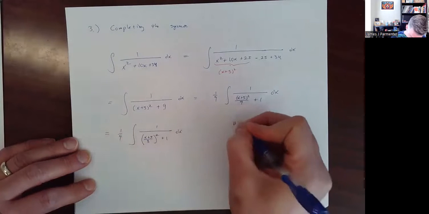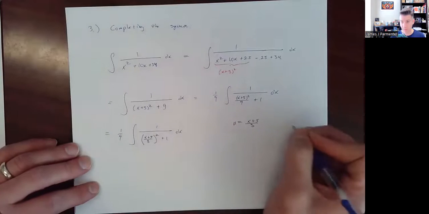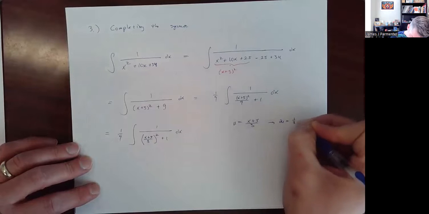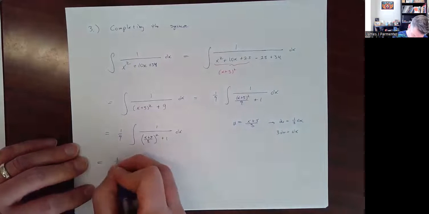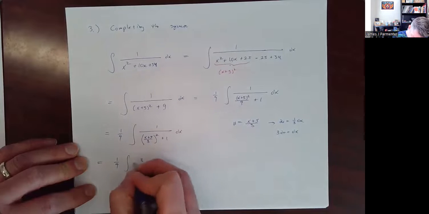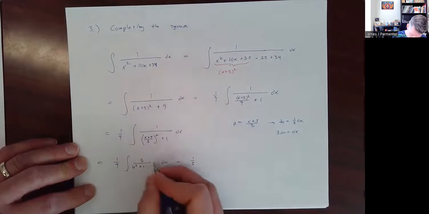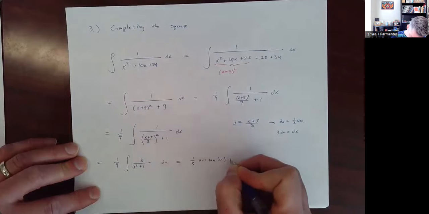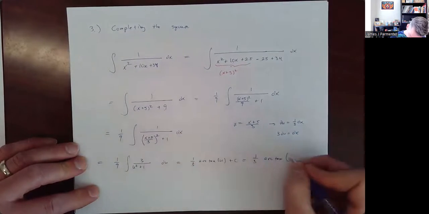And then you let u equal the stuff that's being squared. So u is x plus 5 over 3, or 1/3 x plus 5/3. And du is just 1/3 dx, so 3 du equals dx. So this becomes 1/9 times the integral of 3 du over u squared plus 1, which is really 3 times 1/9. And the integral of 1 over u squared plus 1 is the arc tangent of u. That becomes then 1/3 arc tangent of u.